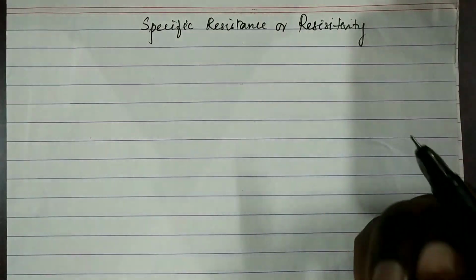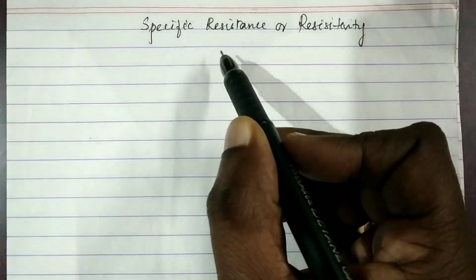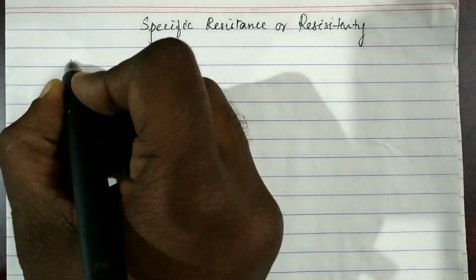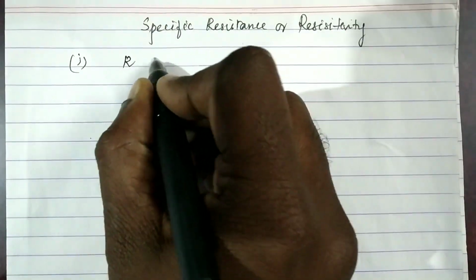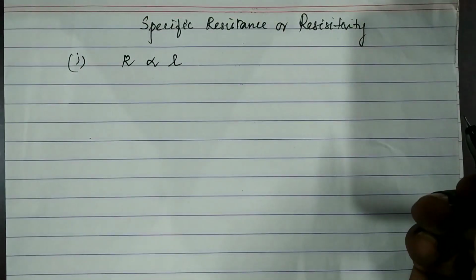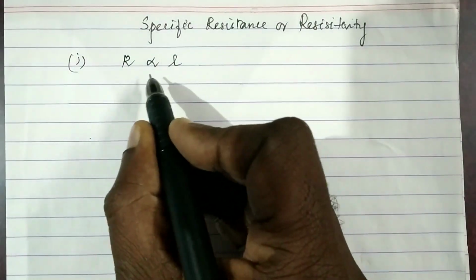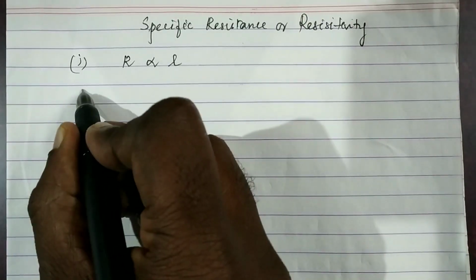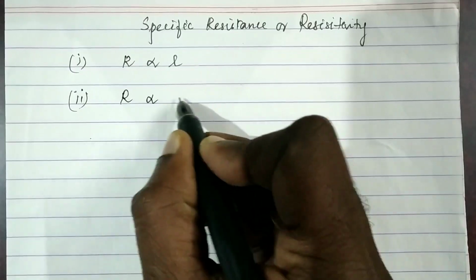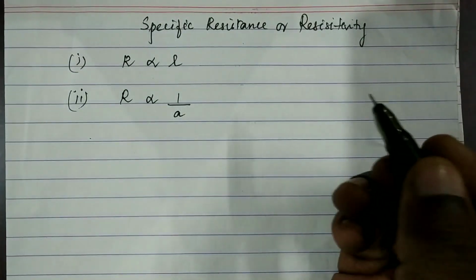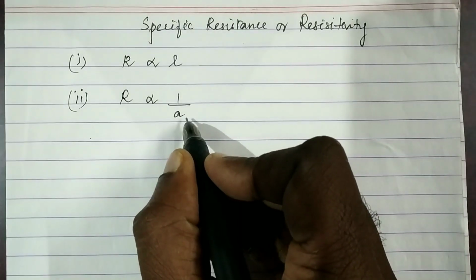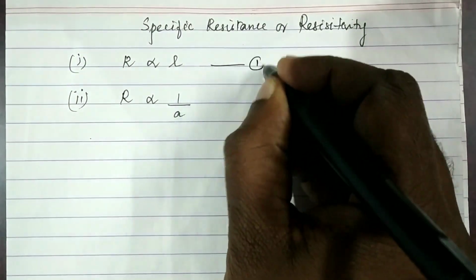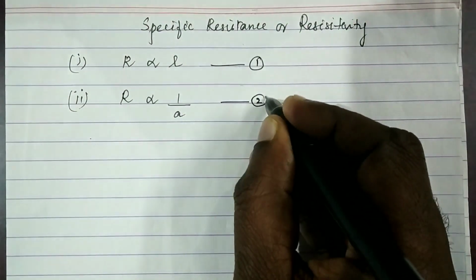Specific resistance or resistivity. What is specific resistance or resistivity? We all know that resistance is directly proportional to the length of the conductor. Length increases, resistance increases, and resistance is inversely proportional to the area of cross section. If area increases or thickness increases, resistance decreases. So this can be our equation number 1 and this can be our equation number 2.